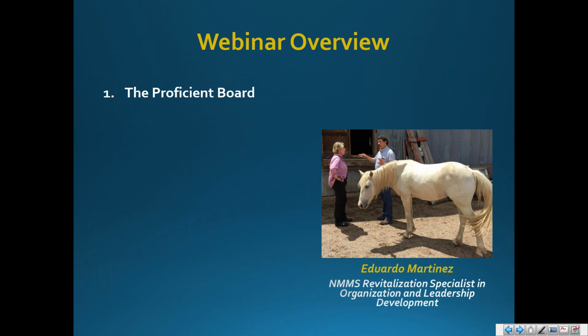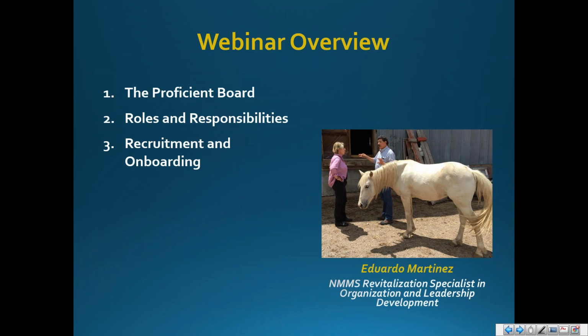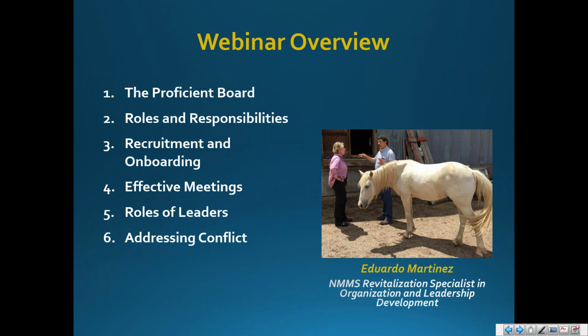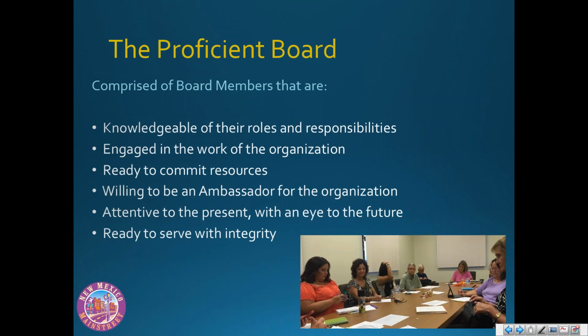Some of the topics I'm going to cover today at the start of the session: what does a proficient board of directors look like? What are the roles and responsibilities? I won't spend a whole lot of time on that one, but then I'll move on to recruiting and onboarding new board members, having effective meetings, the roles of the organizational leaders, including the board chair and the executive director. And then I'll close out with some discussion about how to address conflict in your organization. We'll have time for questions and answers at the end of the session as well.